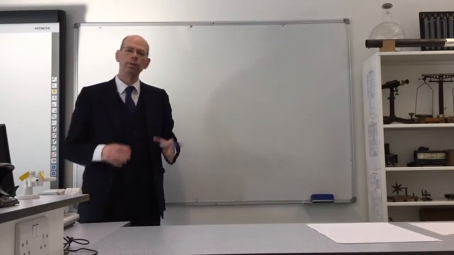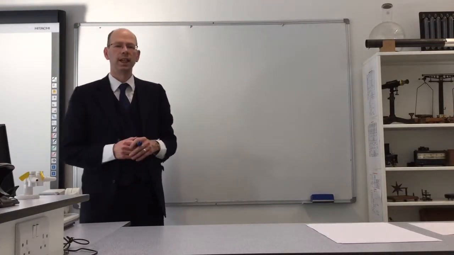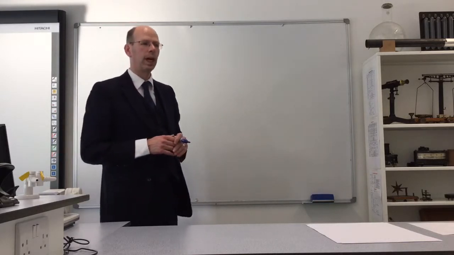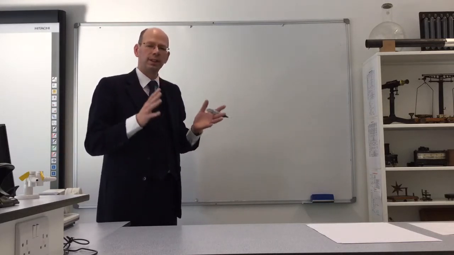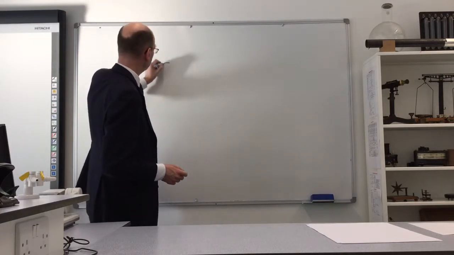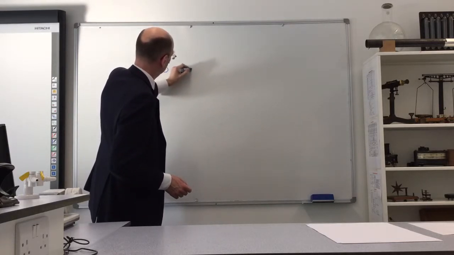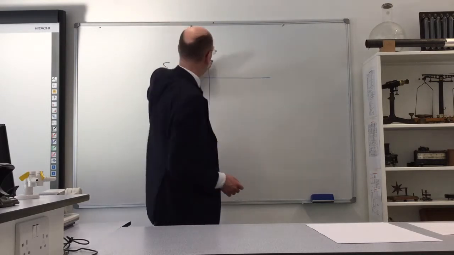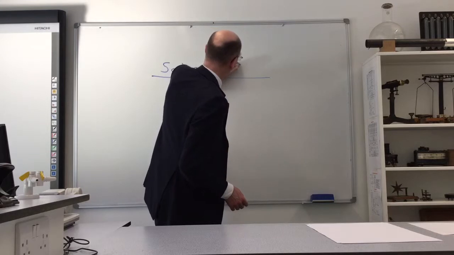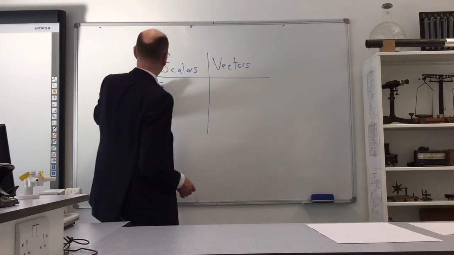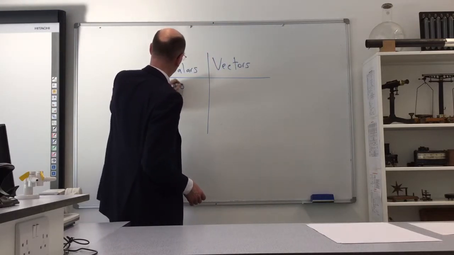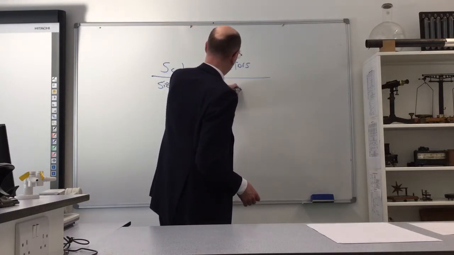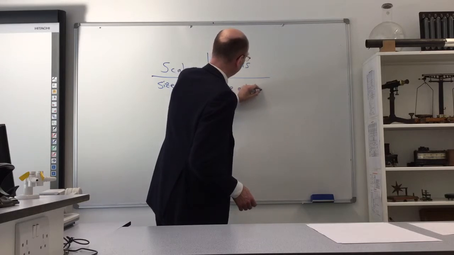Have a little think about different types of quantity in physics. We divide quantities into two kinds in physics. We have quantities which just have a size, and they're called scalars. And we have quantities which have a size and a direction, and we call those vectors. So a scalar is size only, and a vector is size and direction.